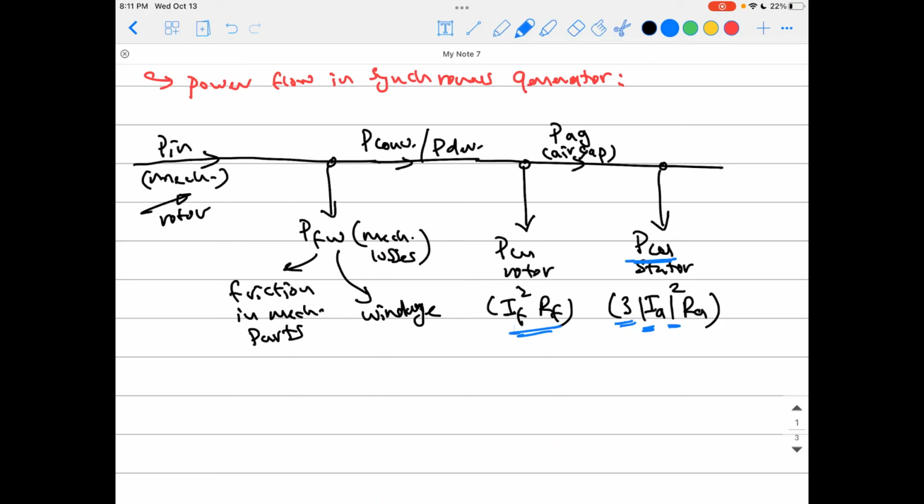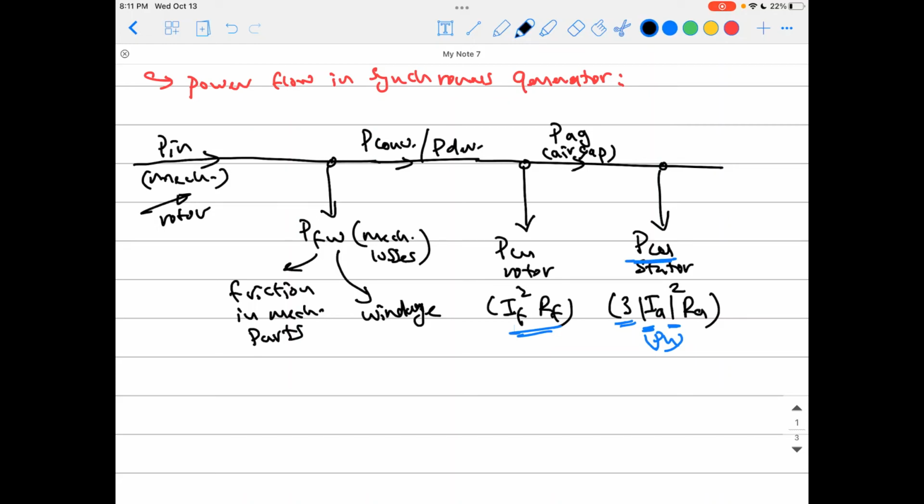So when you're calculating the copper losses in the stator, you just have the magnitude of the current moving in the stator, which is basically here a phase current, yeah? That's phase current, because we are calculating using the per phase equivalent circuit, so they are all phase quantities here. Okay, guys?